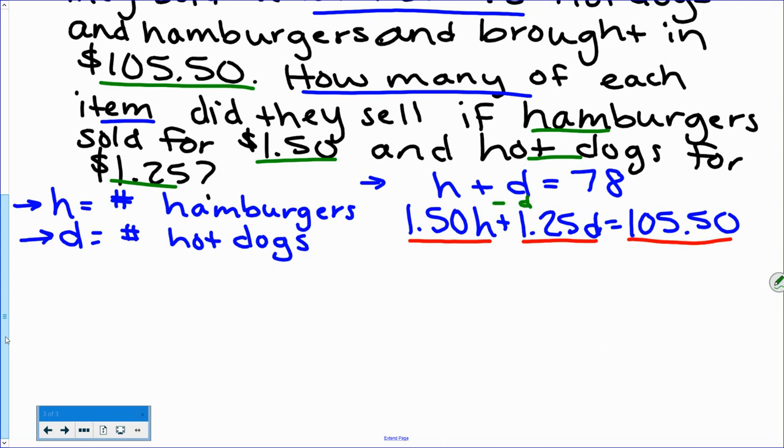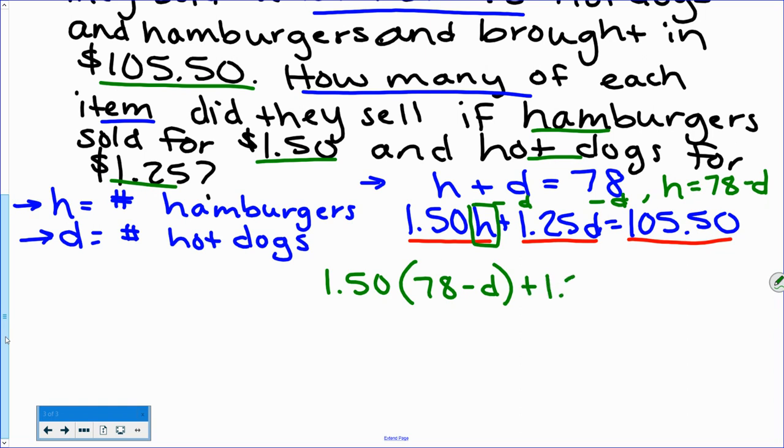All right, I'm going to go ahead and solve for H. So I'll subtract D to the other side. All right, so I got H equals 78 minus D. So then I will replace the H in my second equation with 78 minus D. So 1.50 times 78 minus D plus 1.25D equals $105.50.